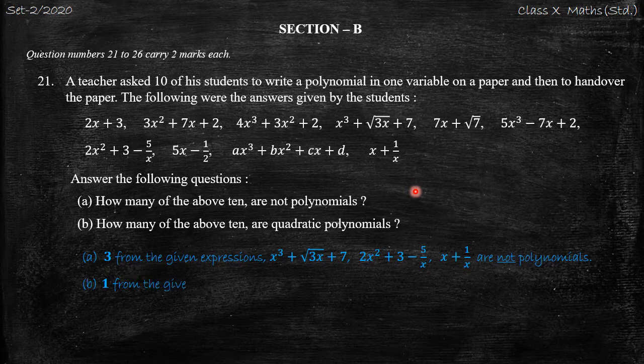So how many of the above 10 are quadratic polynomials? You know, a quadratic polynomial is a polynomial with degree 2. So only 1. The remaining polynomials are not quadratic.